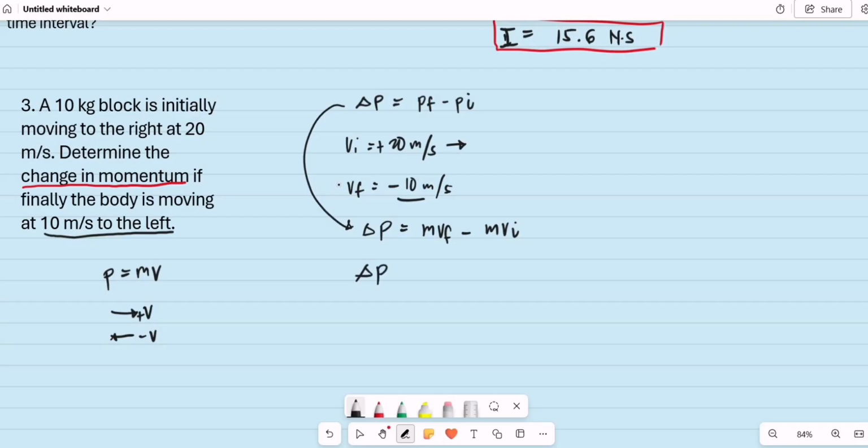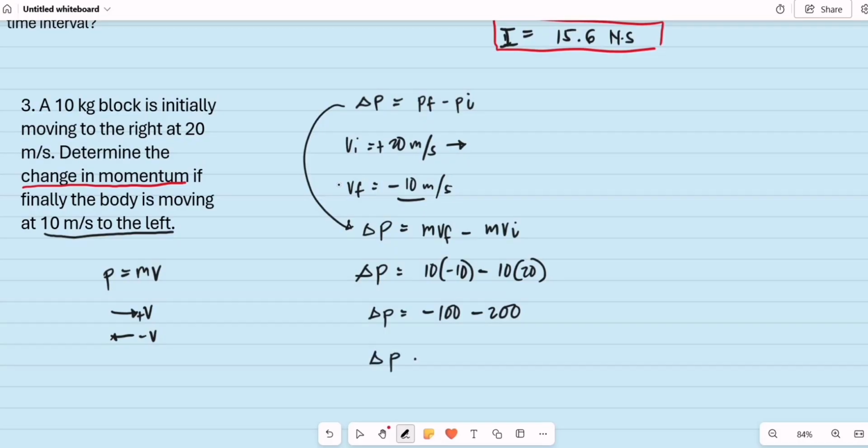We substitute for the change in momentum. We have a mass of 10 kilograms multiplied by the final velocity, 10 meters per second to the left, so we have that as negative 10, minus the mass, 10, multiplied by the initial velocity of 20 meters per second to the right. So the change in momentum is now equal to negative 100 minus 200. The change in momentum is now negative 300.